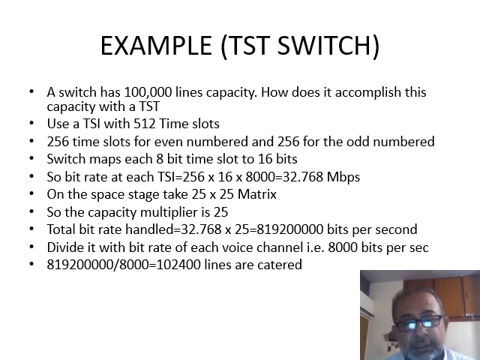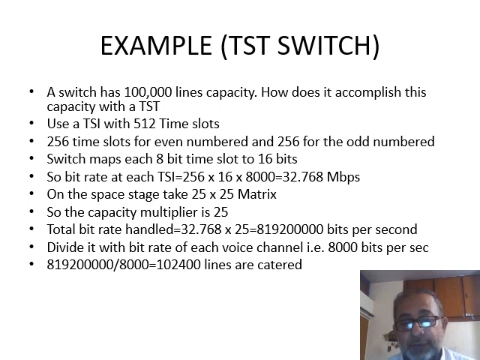Switch maps each 8-bit time slot to 16 bits. So the bit rate at each time slot interface is 256 into 16 into 8000, which is equal to 32.768 megabits per second. On the space stage side, for example, we have a 25 by 25 matrix, and so the capacity multiplier is 25. We multiply 32.768 by 25, and we get 8192 and 5 zeros, this many bits per second.